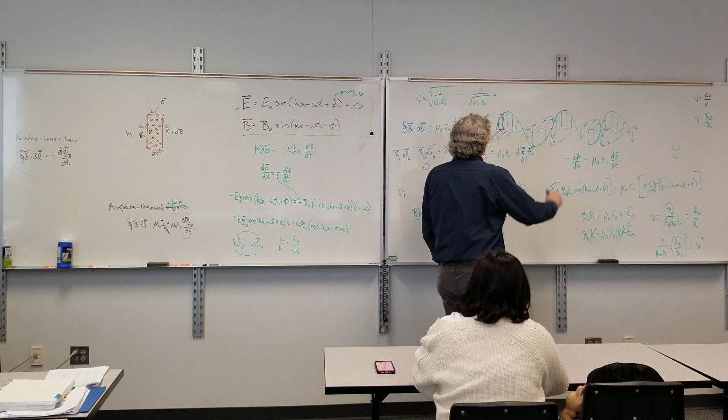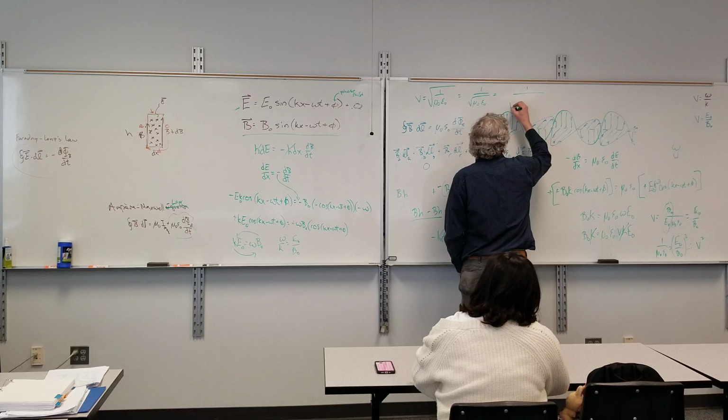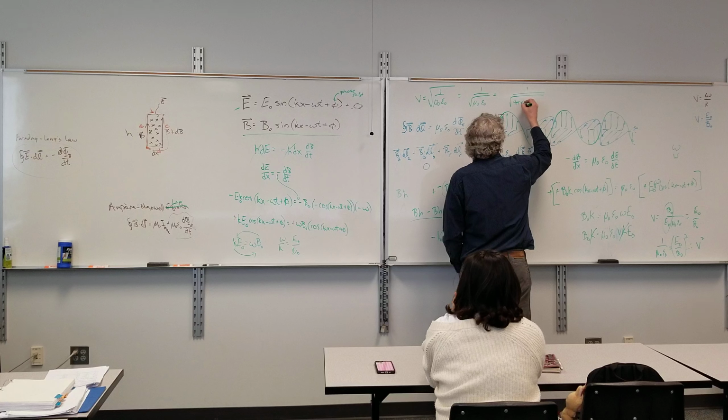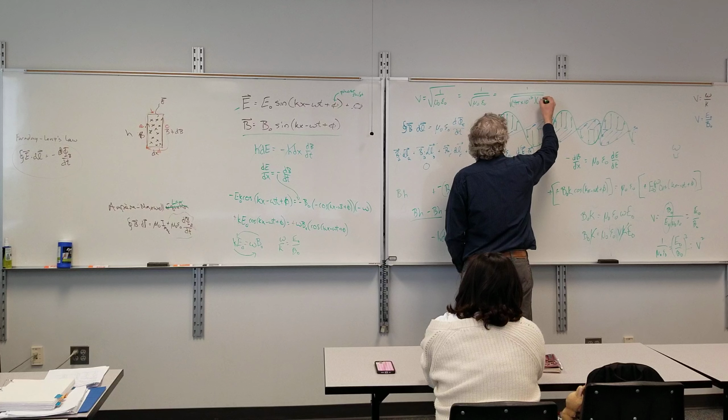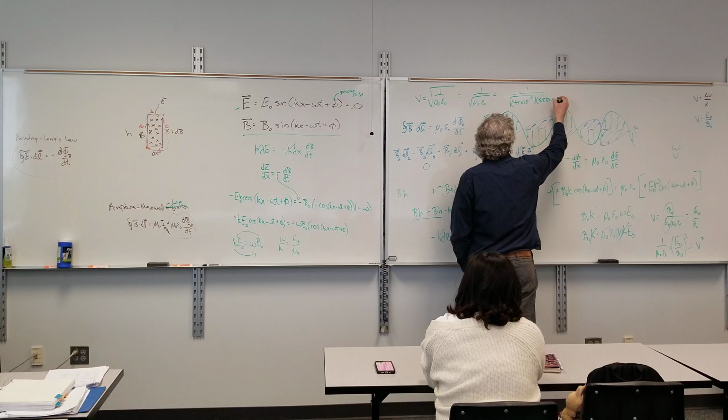If we plug in our modern values here, that's 1 over the square root of 4 pi times 10 to the negative 7th times 8.85 times 10 to the negative 12th.